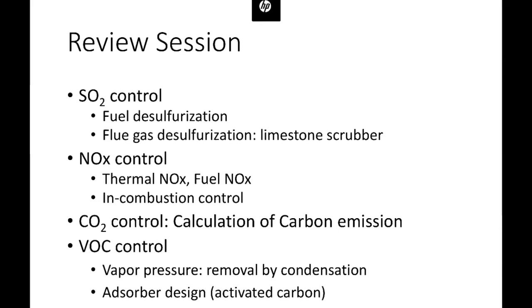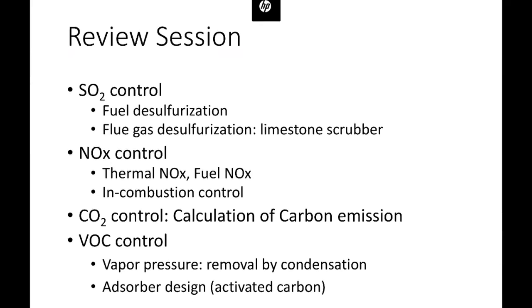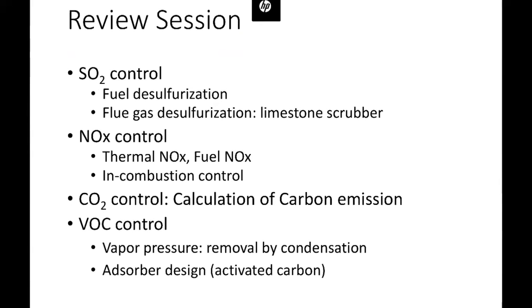this second half of the semester. Okay. So we first talk about the sulfur dioxide control. We mentioned that there are basically two ways to control the sulfur dioxide. One is fuel desulfurization, and one is flue gas desulfurization. And specifically for the flue gas desulfurization, we introduced the limestone scrubbing, okay, the limestone scrubber, which uses the stoichiometry to remove the sulfur dioxide.